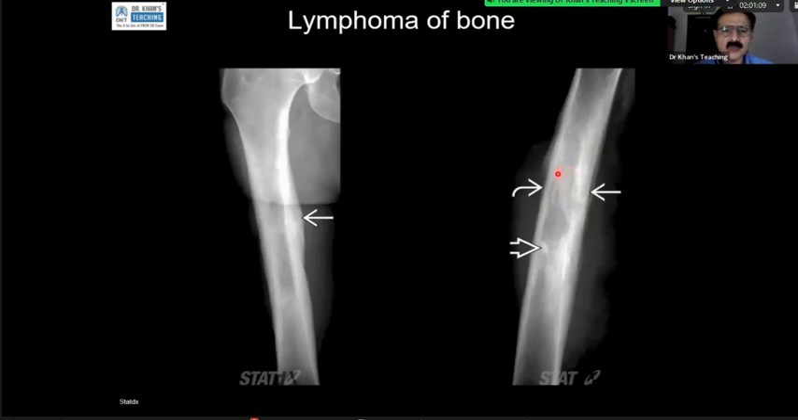What does it tell you? Look at this cortex versus this cortex, and you will agree that there is endosteal scalloping. These words should be part of your vocabulary. Endosteal scalloping, periosteal scalloping. If something is sitting outside and causing indentation of the outer cortex, you will call it periosteal scalloping, and this is endosteal scalloping. Now, with that, there is some high density. Look at this. Candidate 2, what is this? What is this high density?